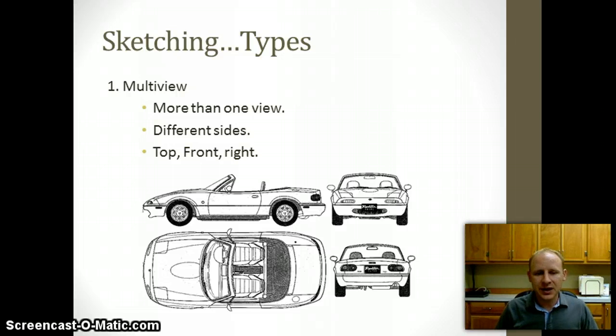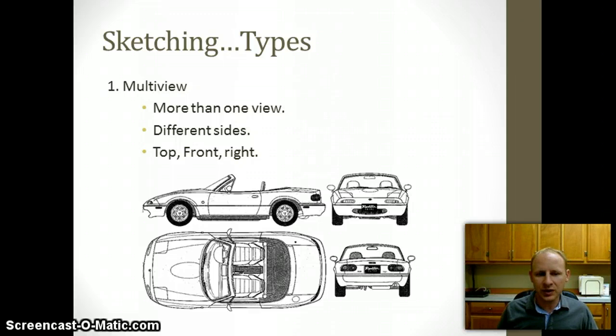We have a couple different types of sketches that we can work with. One of them is a multi-view, which, as its name implies, has more than one view on there, so we can show the different sides. Traditionally, we show the top, front, and right side view. On this example here, which is not necessarily an actual sketch, we can show a top view, the back side view, and a side view. Typically we'll have the front view right here, a right side view over here, and a top view up above.